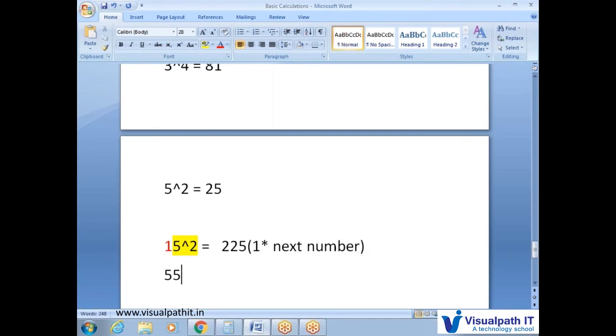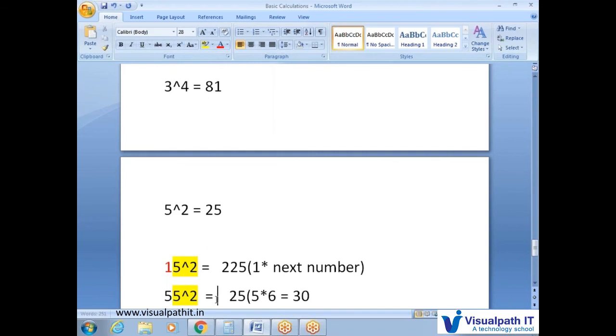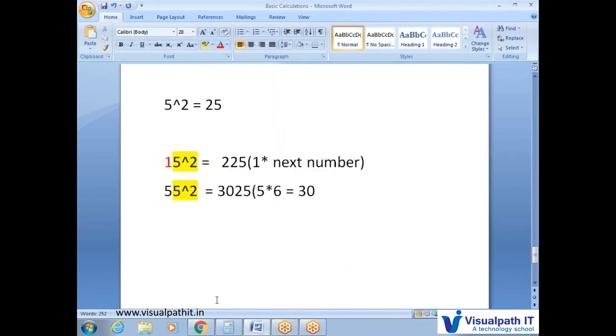Again, 55 square. Find the value of 55 square. Here also same: 5 square, so the ending value is 25. Clear all of you? And what is the next one? The first number is 5, and 5 into the next number 6 equals 30. What is the answer? 3025. 3025 is the answer.